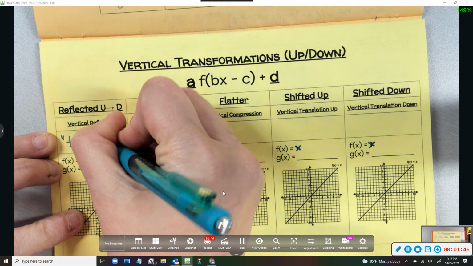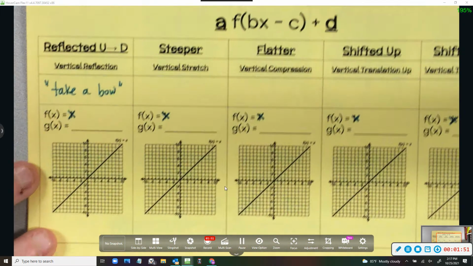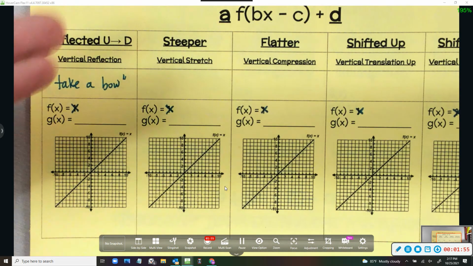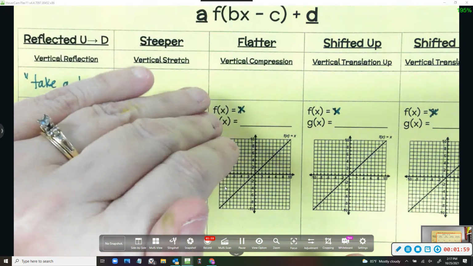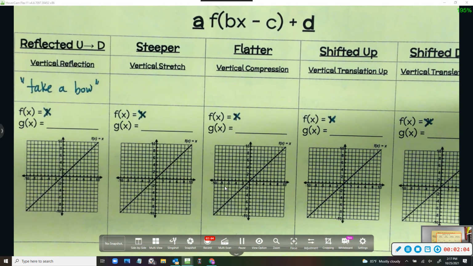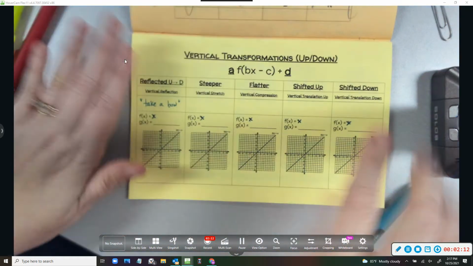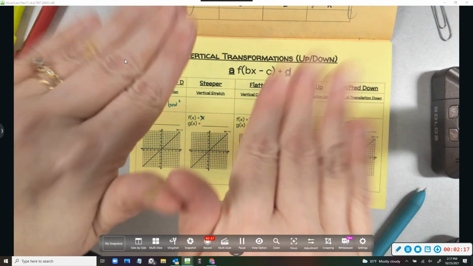We are going to take a bow. Not like a JoJo bow, we're going to take a bow. I don't know how to show this to the online folks, but when I actually bow, I'm doing the start of a vertical reflection. A vertical reflection goes like that. So it goes from here and it flips over.